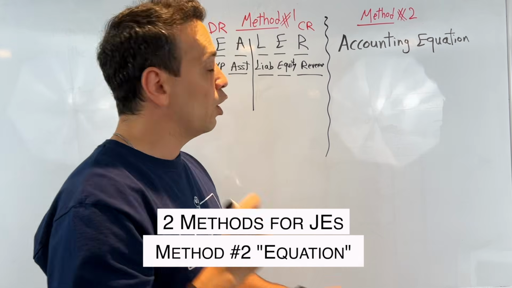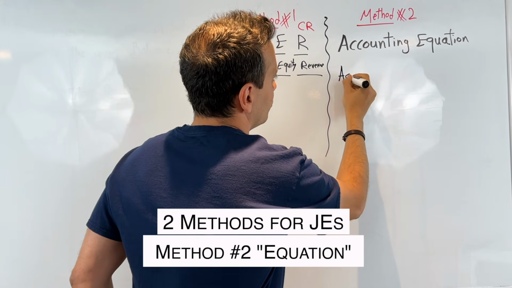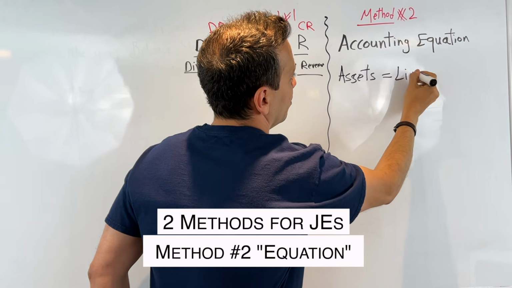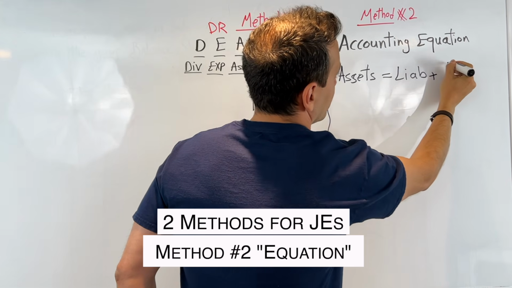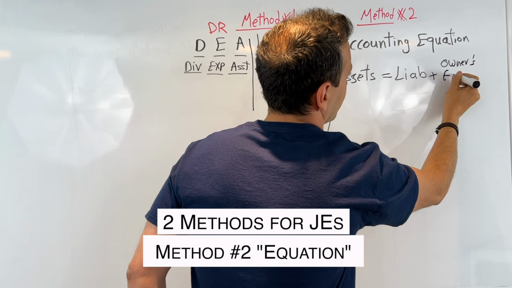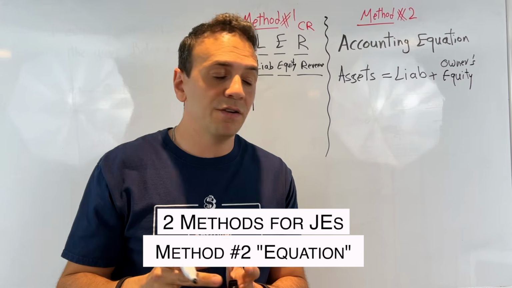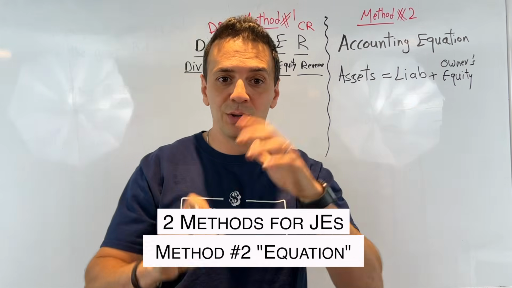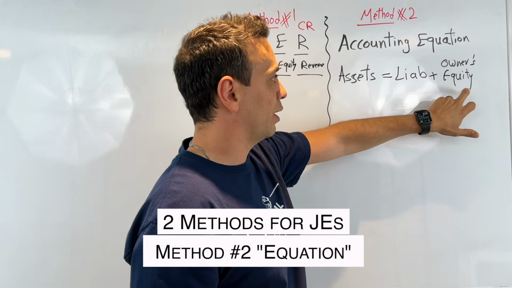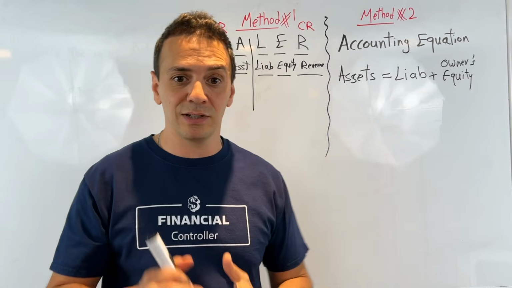So with the accounting equation, the accounting equation says that assets equals liabilities plus owner's equity. And this is the story of everything in accounting. If you understand this formula, you'll understand everything in accounting. Assets equals liabilities plus owner's equity. Let's first spend a minute understanding why this formula makes a lot of sense.